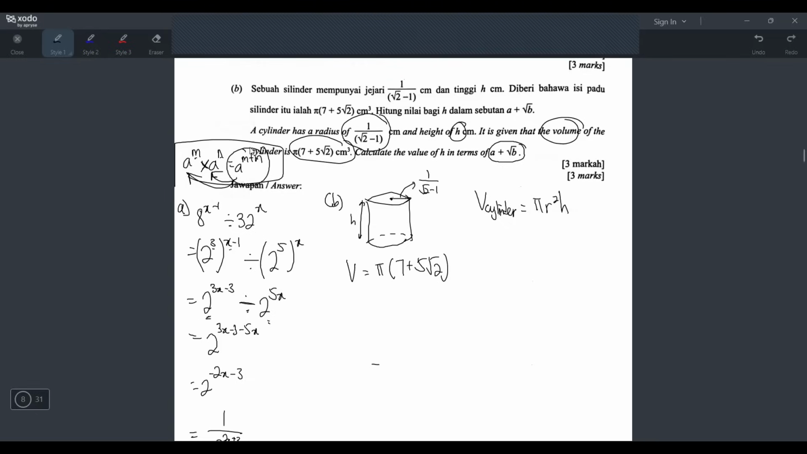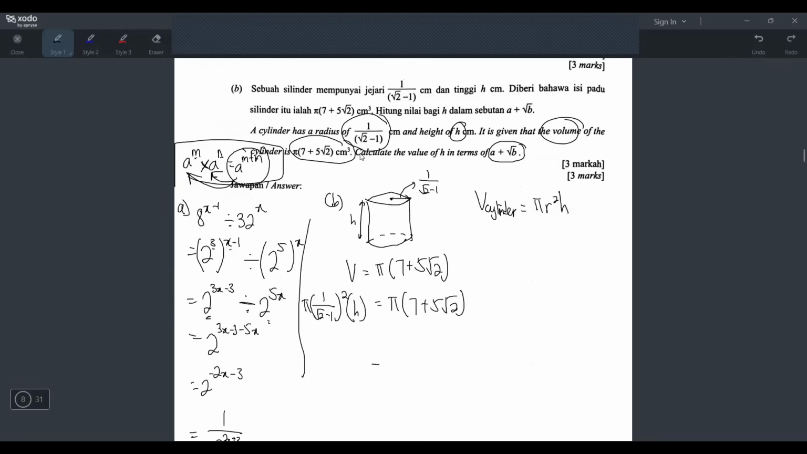It's the same formula. So what you have to do now, you have to apply this formula and then take the whole thing equals to this, right? So the volume of cylinder is pi r square h. So the pi, r will be this one, 1 over square root 2 minus 1. So I'll open a bracket, 1 over square root 2 minus 1, and then close bracket square, because the formula has a square, and then times the height. But the height they never give, right? They just say h. So I'm just going to write h, and then this whole thing equals to the volume that the question gave me, pi 7 plus 5 square root 2, right?